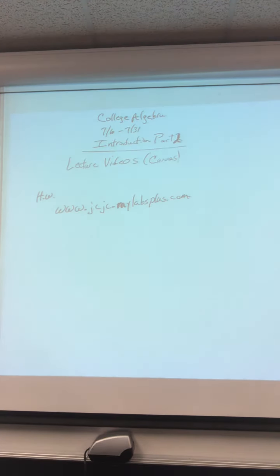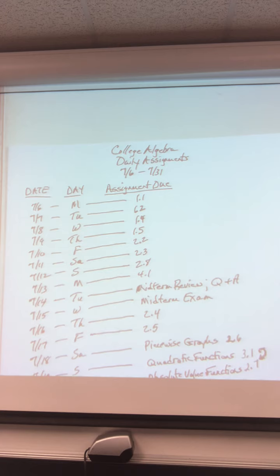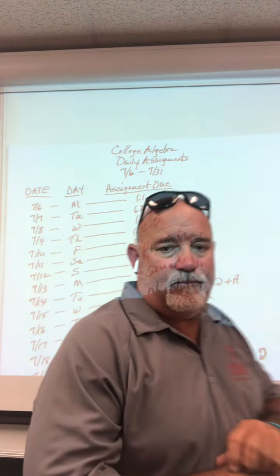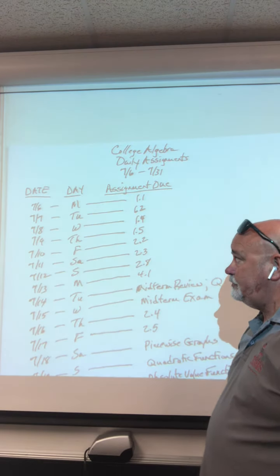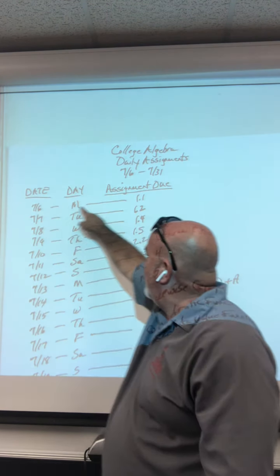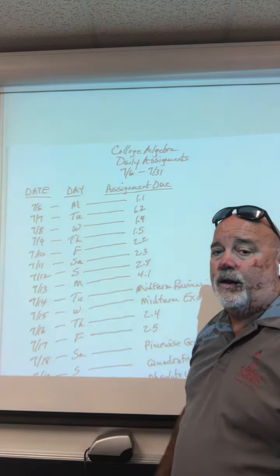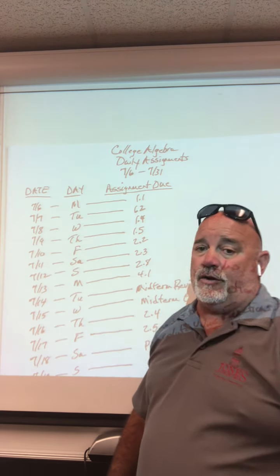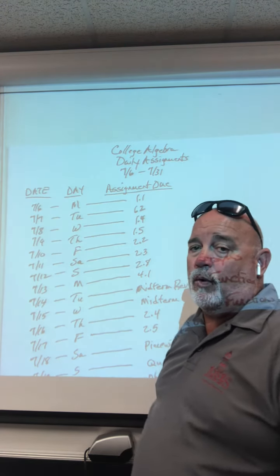Now, if you'll remember in the first video, I gave you a daily due date assignment. It looks something like this. And I told you this is what you're supposed to be doing each day, and this is where you go to do this homework. So on Monday, July the 6th, you will be assigned section 1.1. All of the assignments are already there, so you can work as far ahead as you would like to. But you're supposed to be doing section 1.1.